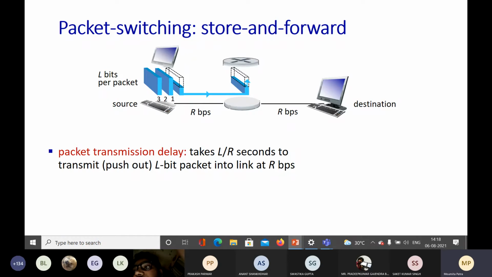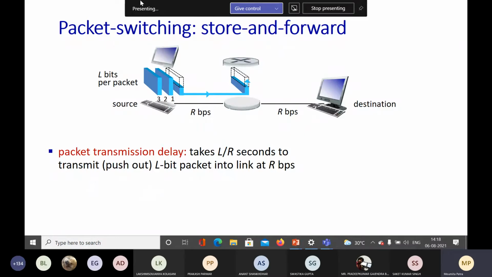It's like you had a very big file. You just divided that file into small parts, and you are sending each of these parts independently over the medium. If each one of these packets is of L bits size, and your link capacity is R bits per second, then your transmission delay will be given by L by R, which we have already studied in the last class.